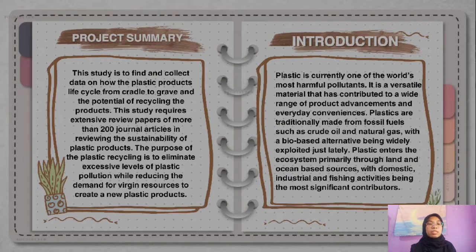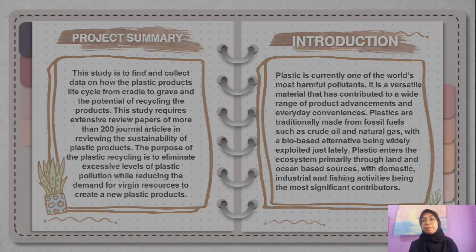Okay, plastic enters the ecosystem primarily through land and ocean-based sources, with domestic, industrial and fishing activities being the most significant contributors. Plastic breakdown is a relatively slow process that can take over a century due to its chemical makeup. The plastic fragments into smaller bits known as macroplastic and microplastic as it degrades. Plastic has the ability to be recycled multiple times while maintaining its value and functional capabilities, implying that by expanding plastic recycling, many negative environmental effects can be avoided.